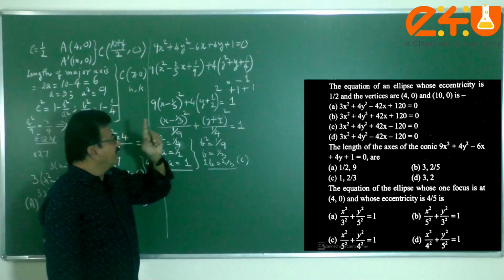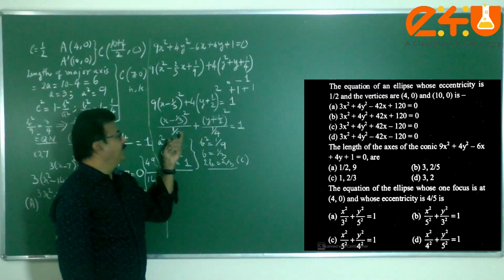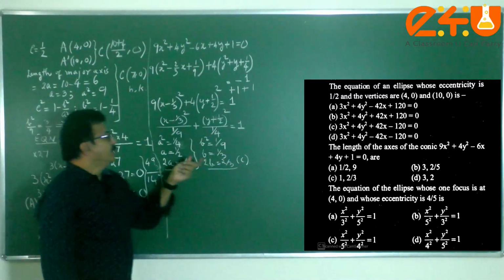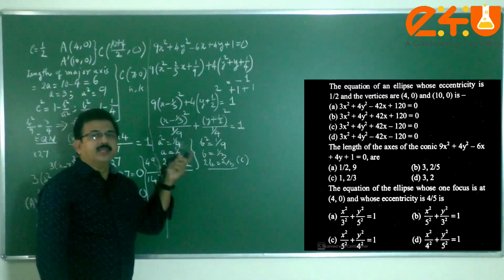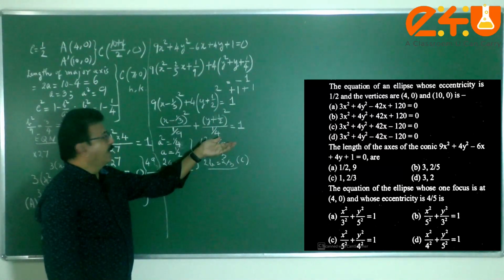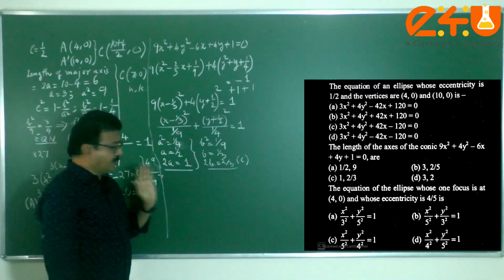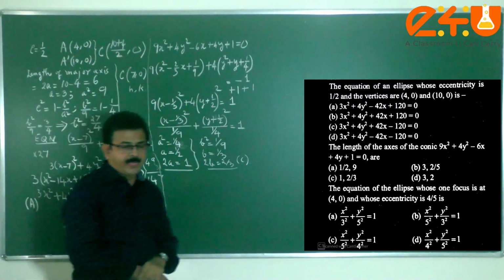Okay. So what is it you have to correct? Make sure the fractions are in fraction format. So a square has to be bigger than b square. That is the property of ellipse. So 1 by 4 plays the role of a square and not 1 by 9. Clear. Let's move on to the next question.